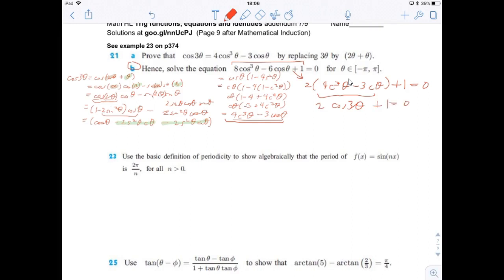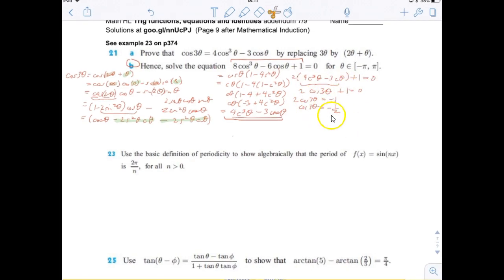Now I can work it like a problem that's in the core. So I would subtract 1 from both sides, and then I would have 2 cosine 3 theta equals negative 1. Divide both sides by 2, and I'll have cosine 3 theta equals negative 1/2. I shrank everything and put it up in the corner here.